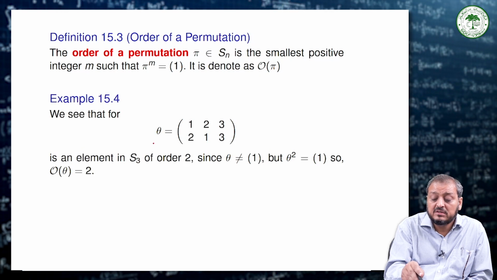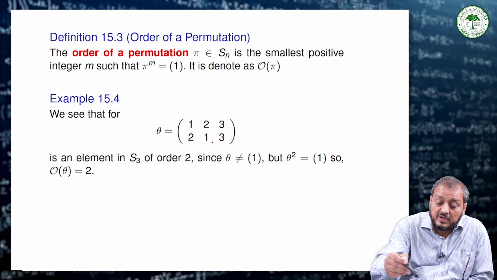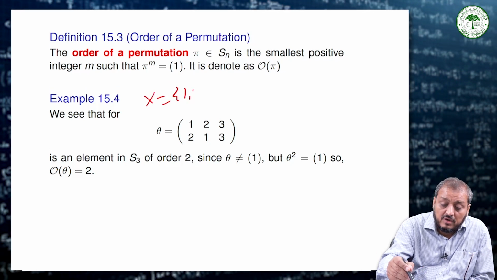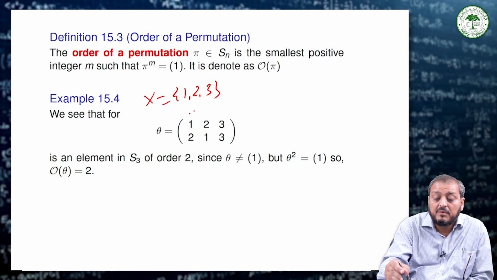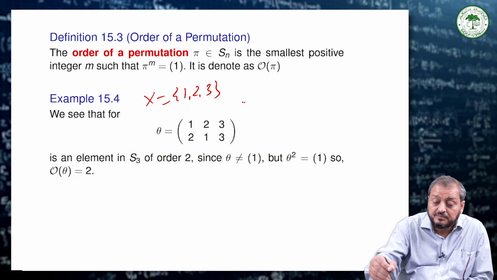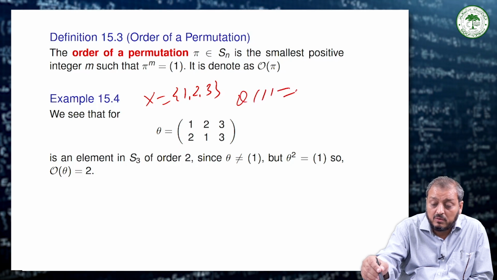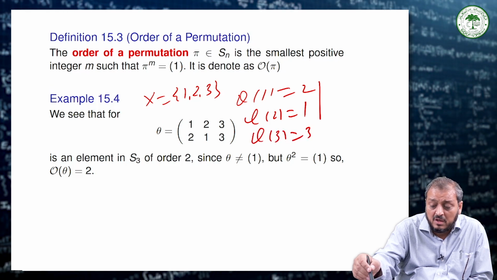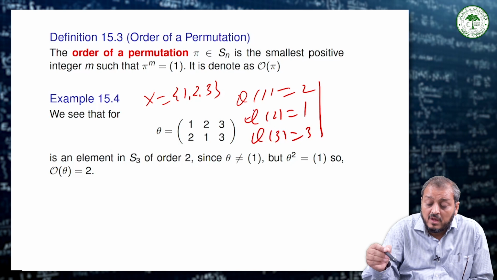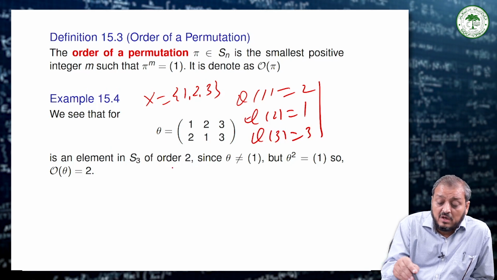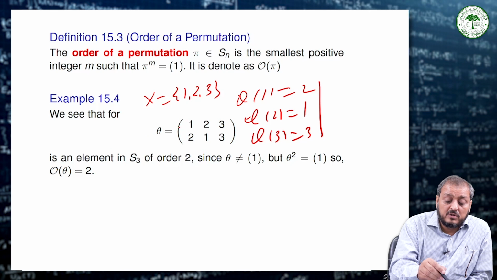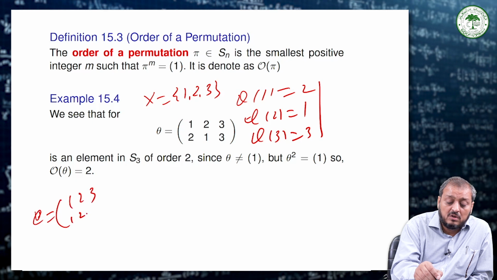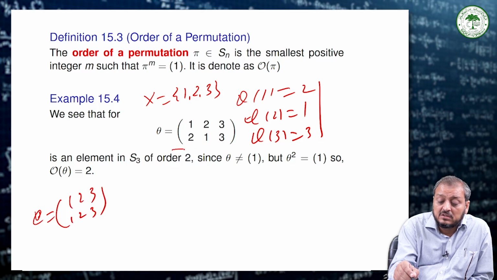Let us see an example. Take the set X equal to 1, 2, 3, and we define theta as: theta of 1 is equal to 2, theta of 2 is equal to 1, theta of 3 is equal to 3. So now we check this against the identity permutation 1, 2, 3 to 1, 2, 3, and clearly theta is not equal to the identity permutation.